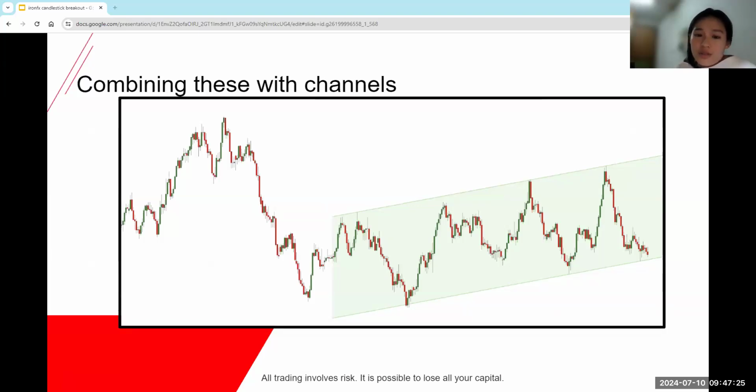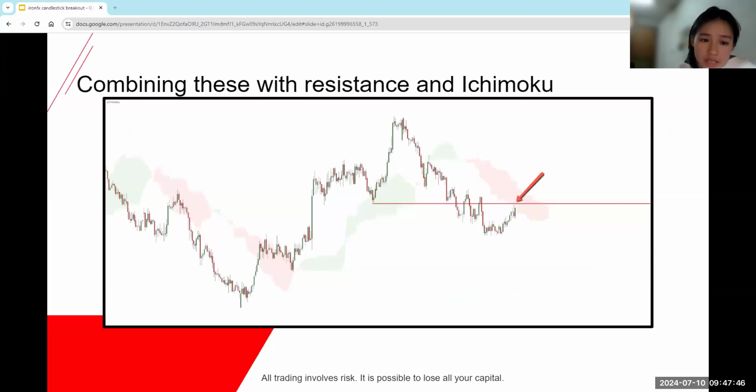And yes, so just to recap again, for channels, valid channels, you want to make sure that it touches at least twice on top and twice below. Here we have more than twice. Here we have more than twice, but as long as it touches at least twice, that's good enough. And of course, next is combining these with resistance and Ichimoku as well.